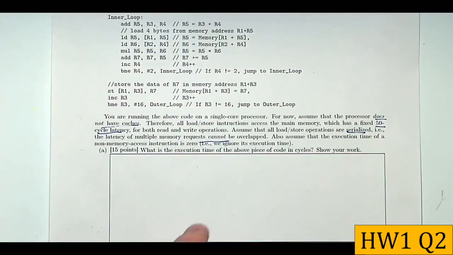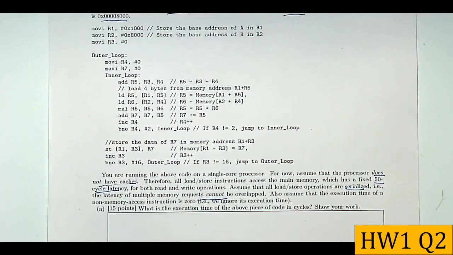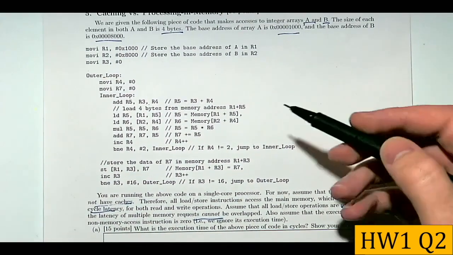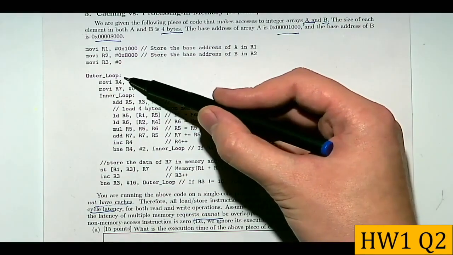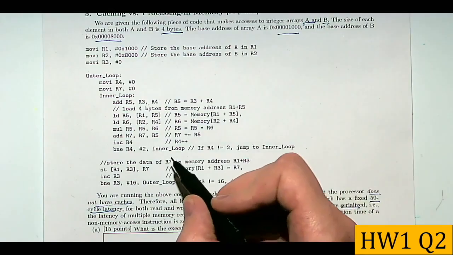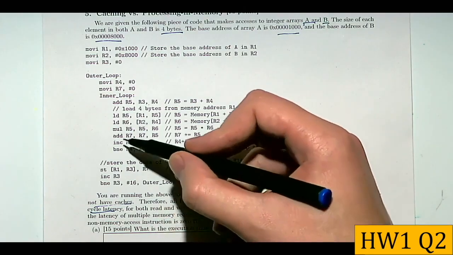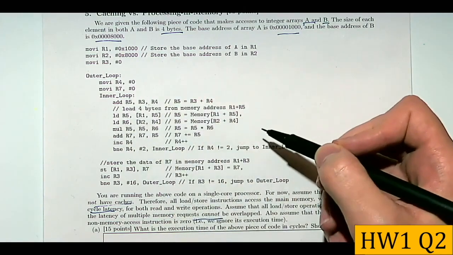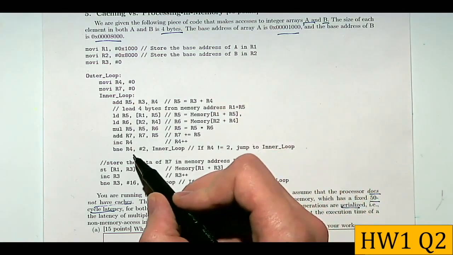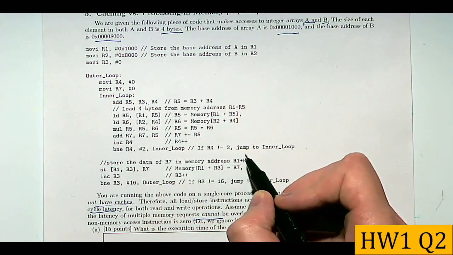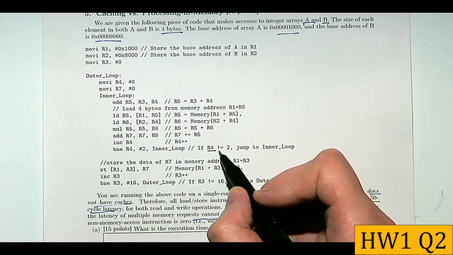Okay, and then the question is, what's the execution time of this piece of code on this processor without any caches and 50 cycle main memory latency? So now if we look at the code, we see that we have two loops named outer loop and inner loop. And if you check here, what is the condition for the branching against the inner loop? It is basically this case where R4, register 4 is not equal to 2.